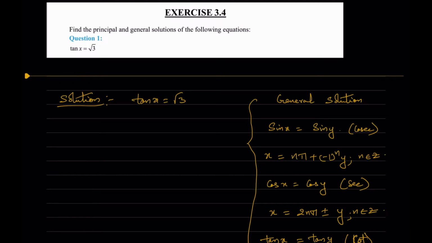So while doing the problem, I'll be telling you how to find the principal value. The general solution is already there with you. How to do that also we'll be seeing when we are doing it. Now we are having tan x is equal to root 3. Tan x is equal to root 3.